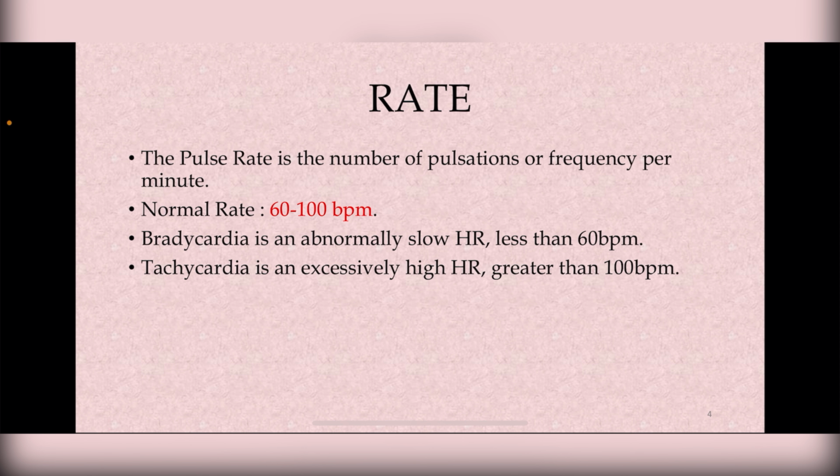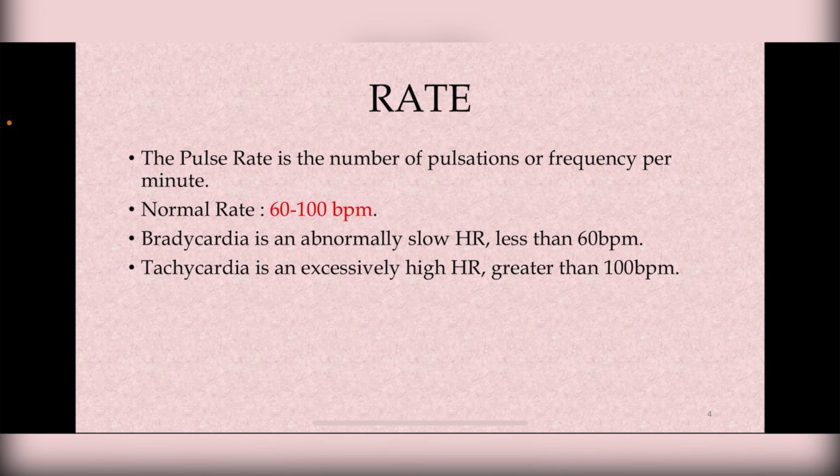So let's learn about rate. The pulse rate is the number of pulsations or frequency per minute. Normal rate is 60 to 100 beats per minute. If the pulse is less than 60, that is bradycardia, and if the pulse rate is greater than 100, that is tachycardia. For example, if you are sleeping throughout the night, in the morning there will be a relaxed heart rate, like between 60 to 70. Okay, but if you are running or jogging and then you measure your heart rate, it would be high.